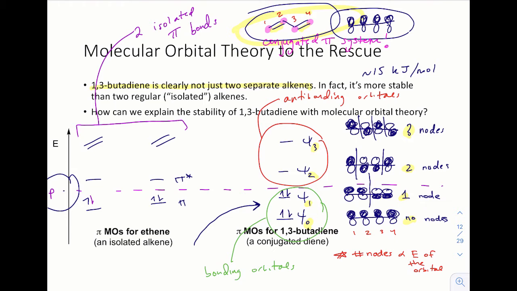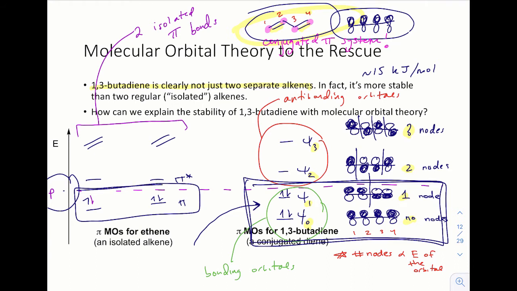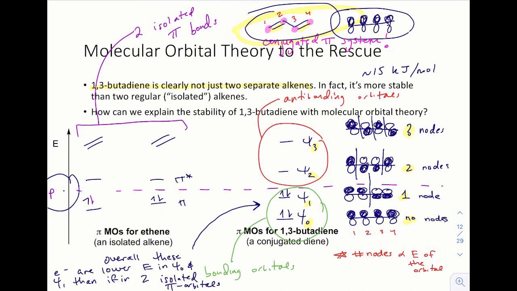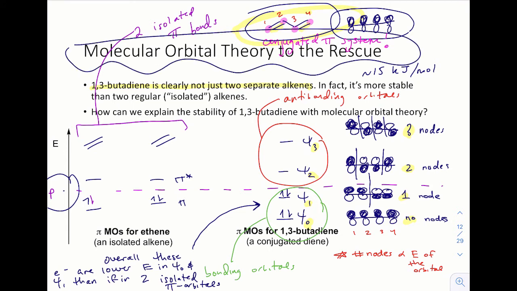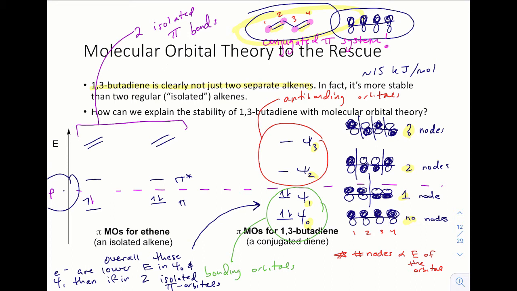those orbitals are spread out over all 4 atoms of the pi system, the atoms that have p orbitals overlapping to form these pi molecular orbitals. Overall, these 4 electrons are lower energy in these 2 pi molecular orbitals than they would be in 2 just plain old isolated pi orbitals. This is amazing. And once again, molecular orbital theory has come to the rescue to explain these phenomena that we cannot explain with a different model.